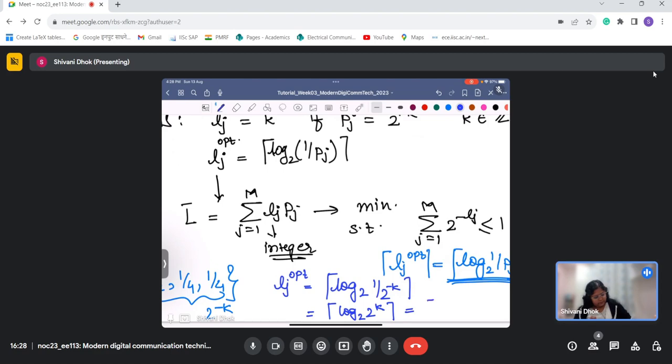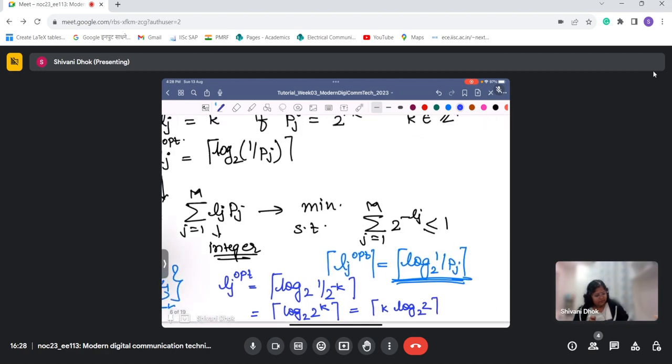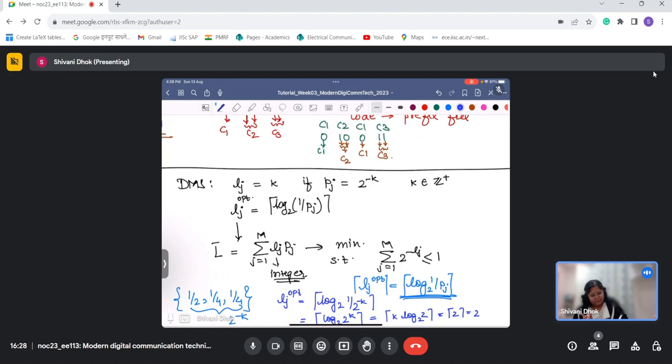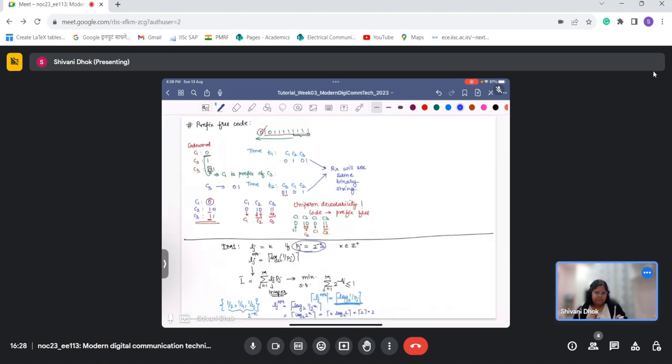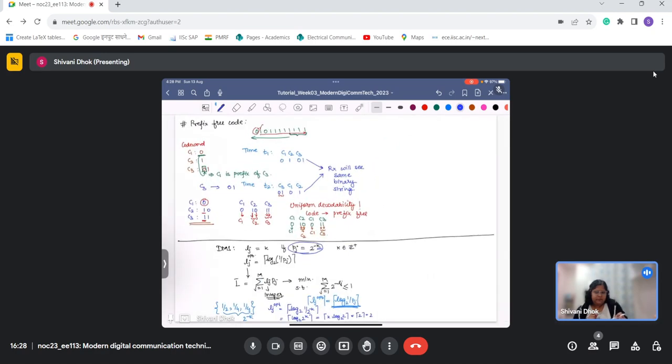Now using the property of logarithm, this becomes k times log 2 to the base 2, which becomes 1, and the k is anyway an integer, so this is just k. So if I have a symbol with probability of this form, then this k itself will be the length of its code word. I hope this is clear. We'll see an example of this.